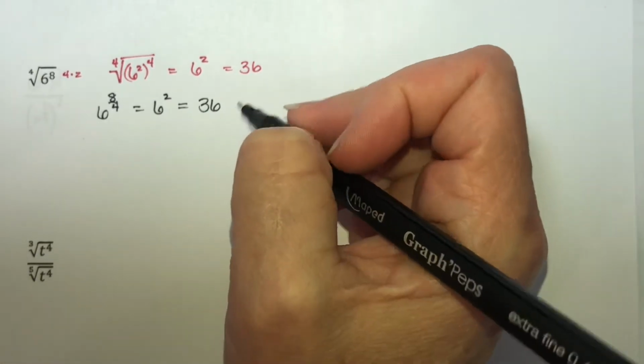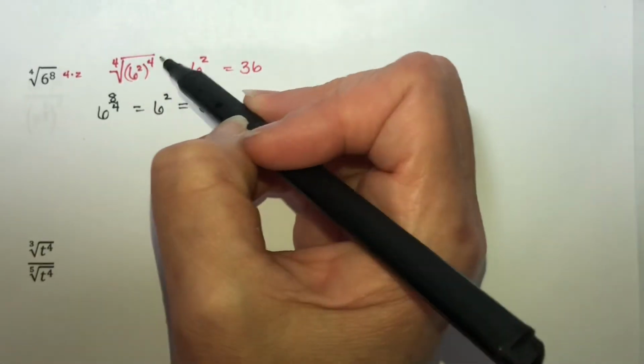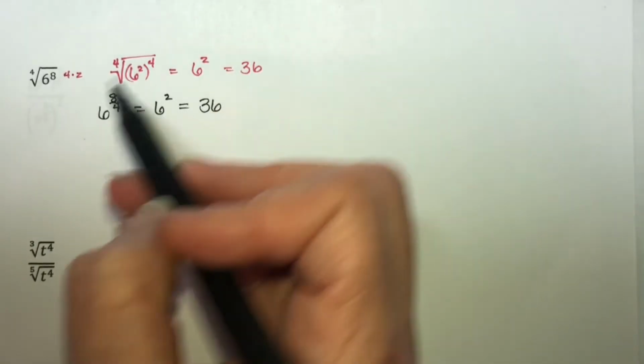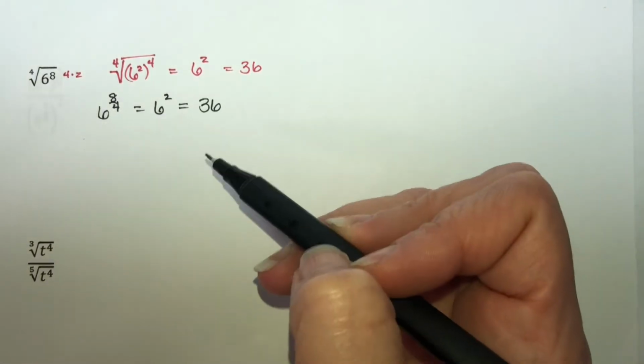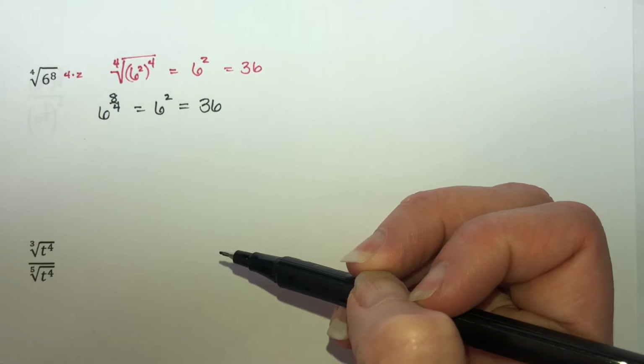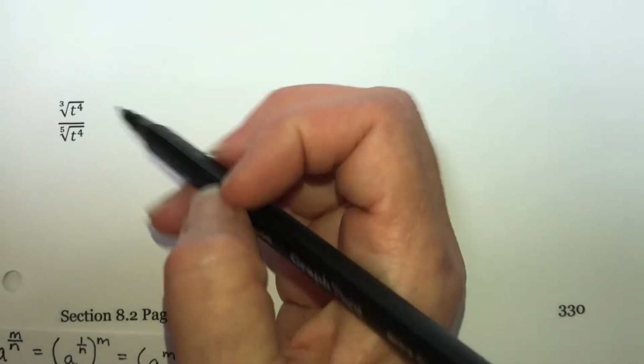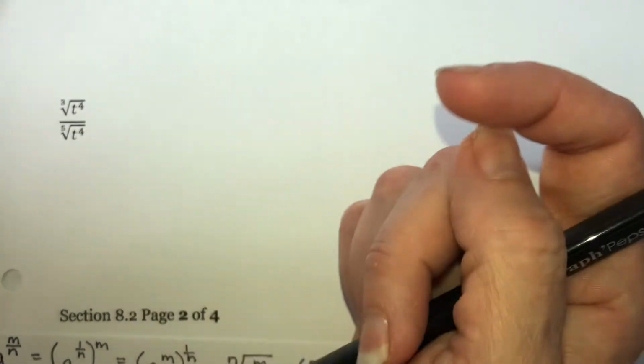Two different ways of thinking about it. This power raised to a power property is why this works. They're all connected. They all follow directly from the meaning of an exponent. Okay, so let's look at simplifying this thing.